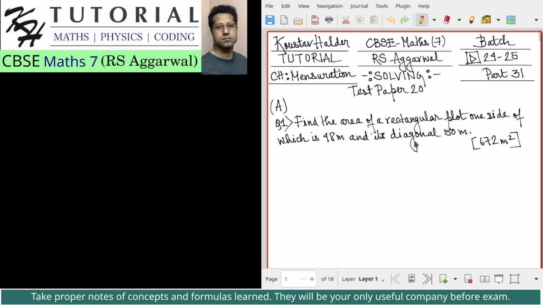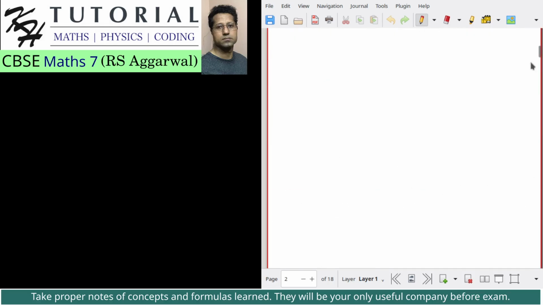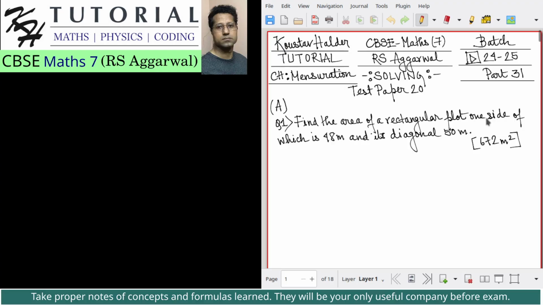Okay, so I have written down all the questions. There are four sections. Section A has subjective questions, and I have also written down all the answers. Section B is multiple choice questions, Section C is fill in the blanks, and Section D is true or false. Okay, so let's start solving the problems.